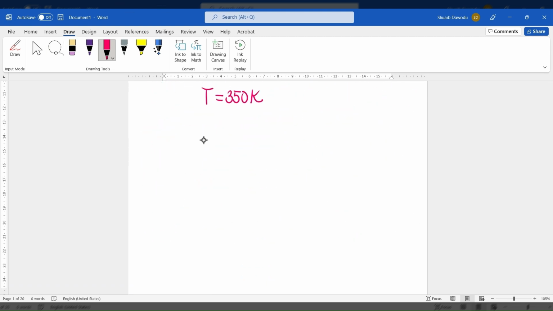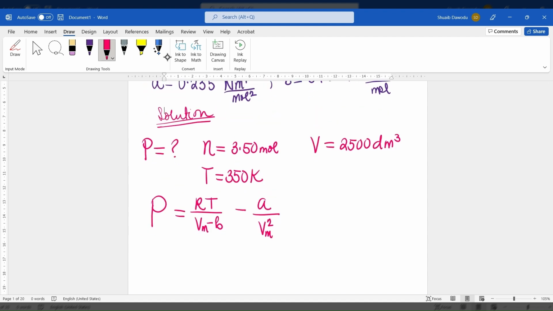The van der Waals equation of state is pressure equals RT divided by V sub M minus B, minus A divided by V sub M squared. We already know the value for temperature because we've been given it. We know the value for A, we know the value for B, but you'll be wondering, this is volume here and this is V sub M.